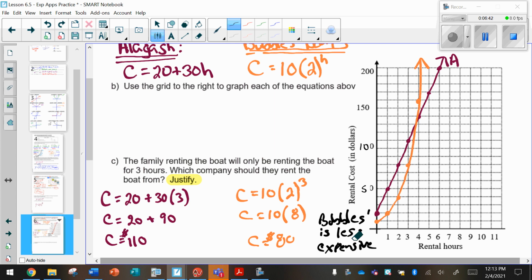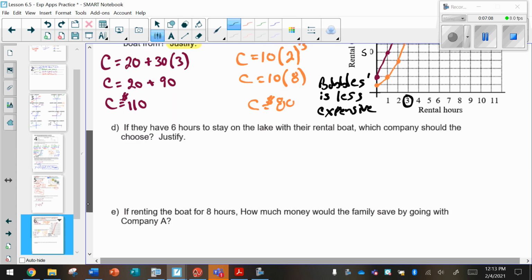On the graph, we could probably find the same information. For 3 hours worth of time, we can see that the Bubbles Boat Company is only $80, but at 3 hours, Allagash is up here at $110. So we could get that same information from the graph. Knowing which graph is lower would be a lower price, which graph is higher would be a higher price. So let's do it that way for finding out the cost for 6 hours.